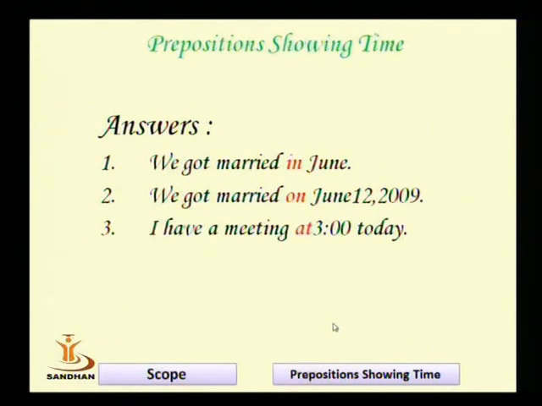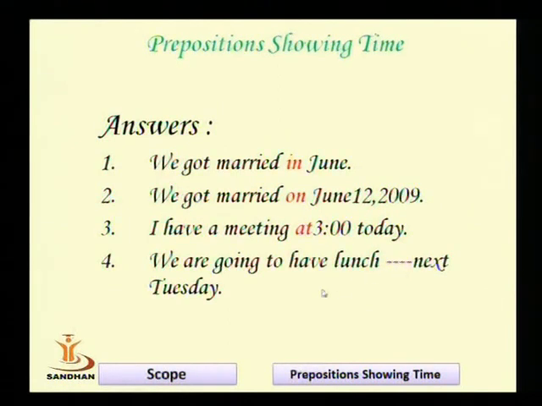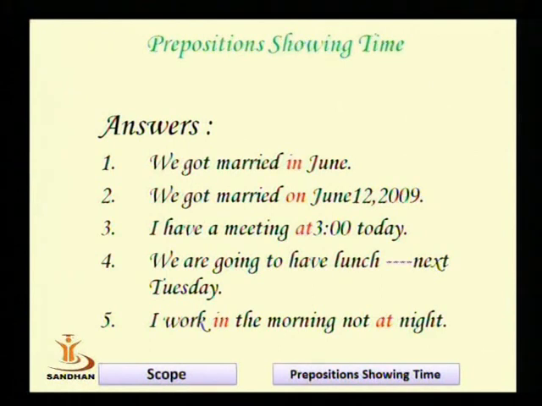I have a meeting at 3 today. 3 is a time, and before a time we require to put "at". We are going to have lunch next Tuesday. Okay, so "next" is there, so we can't use a preposition when "next" comes after the blank. And the last sentence: I work in the morning, not at night.